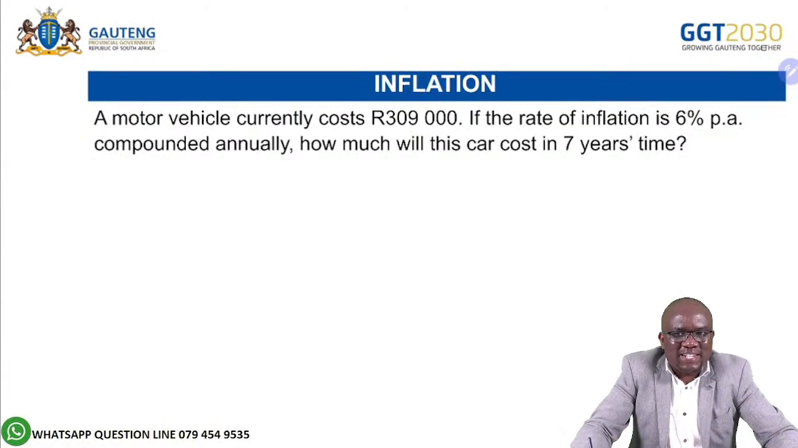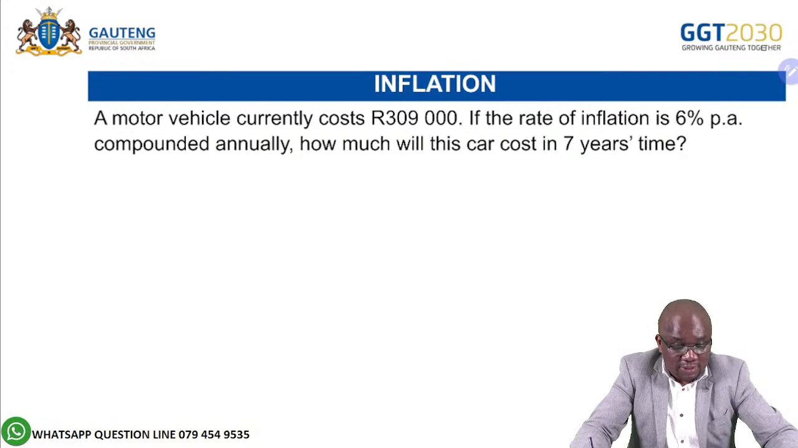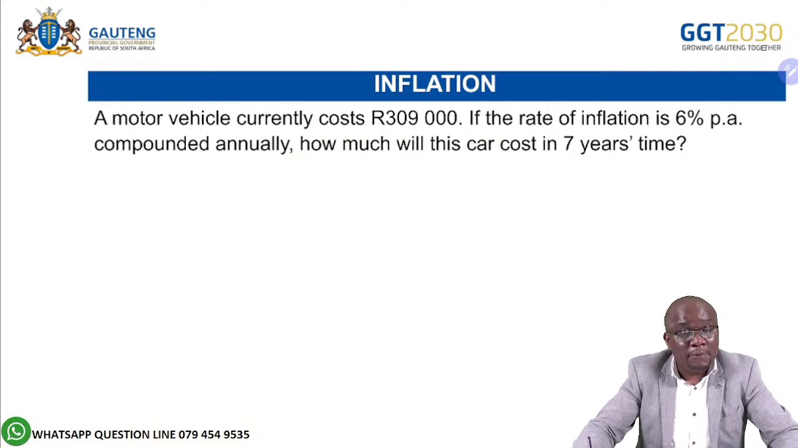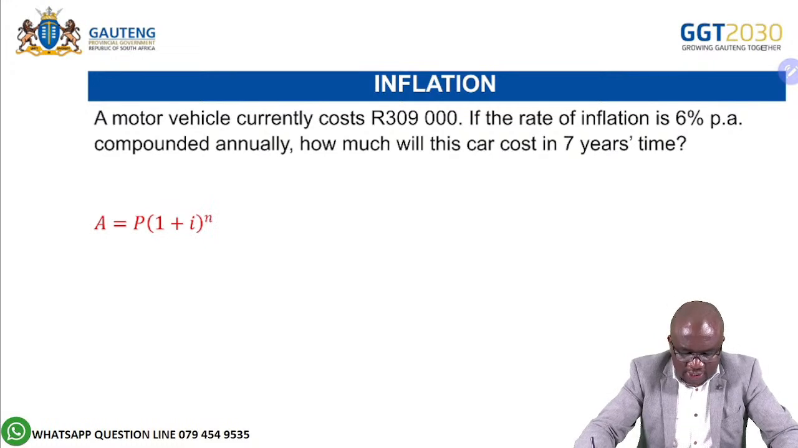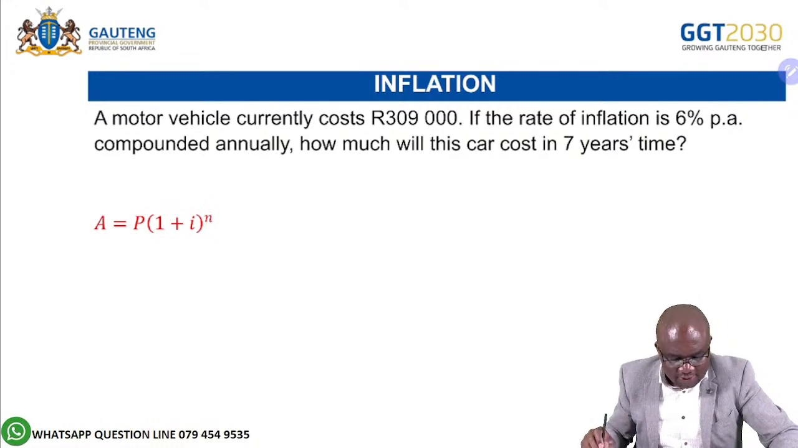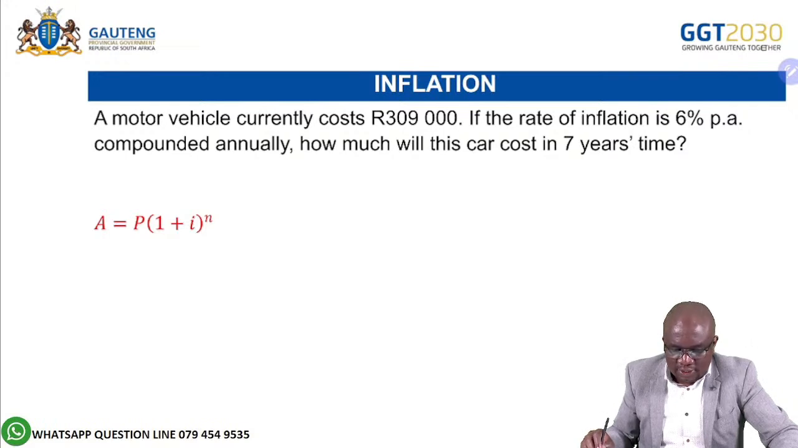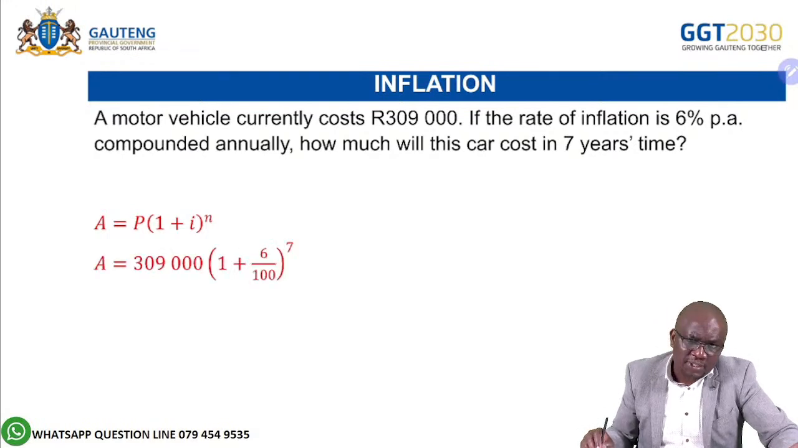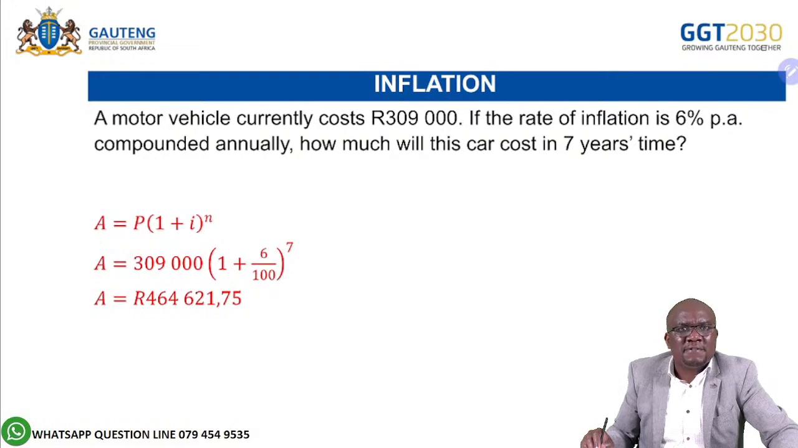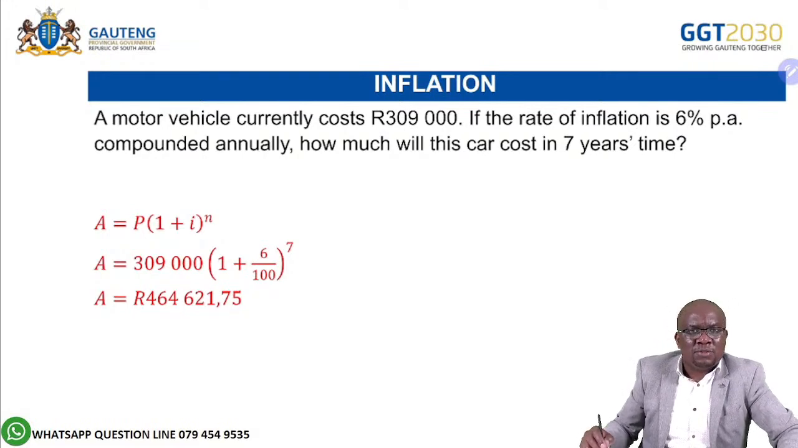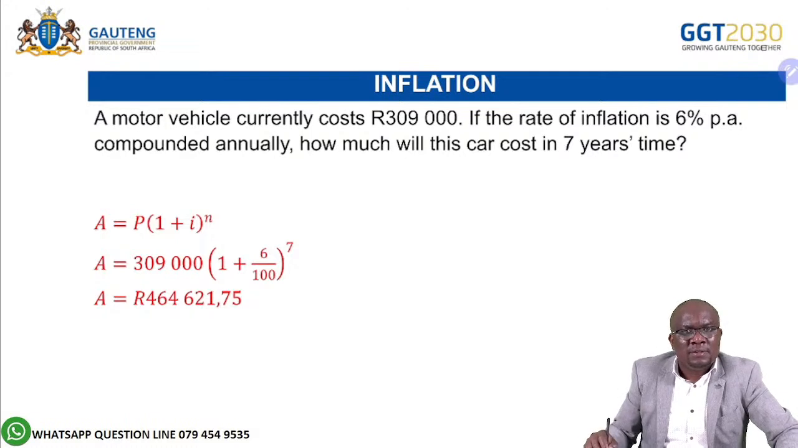Right, welcome back. I really hope you managed to get your calculations correct here. Let's do it. The formula is the compound growth formula, and our old price P is 309,000, our i is 6%, which is 6 over 100, and n is 7. We substitute those. It means this car in 7 years' time, we're expecting it to cost around 464,621 rand and 75 cents. You can even try to project the price this car may be costing in 5 years' time due to inflation.